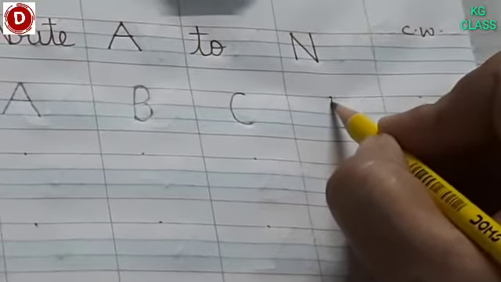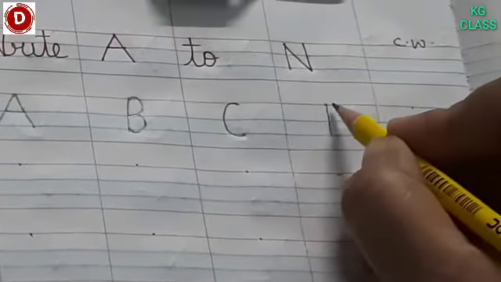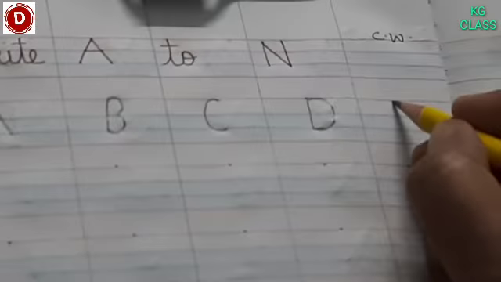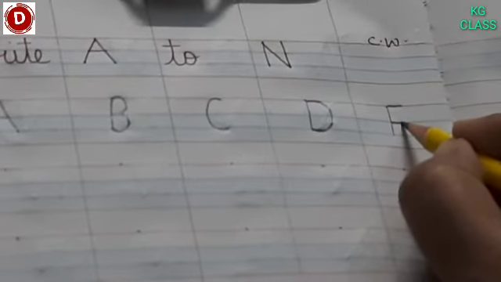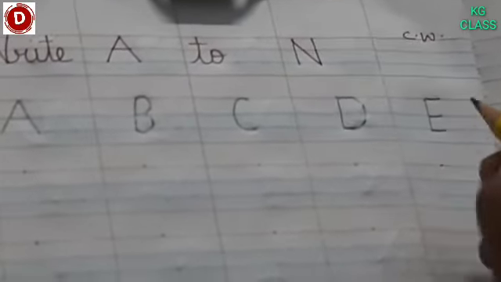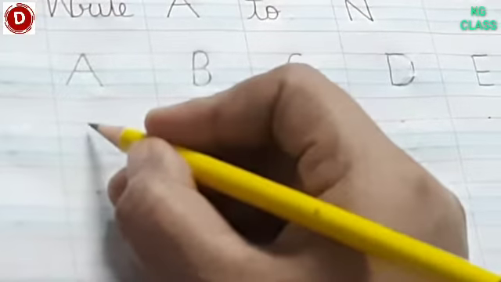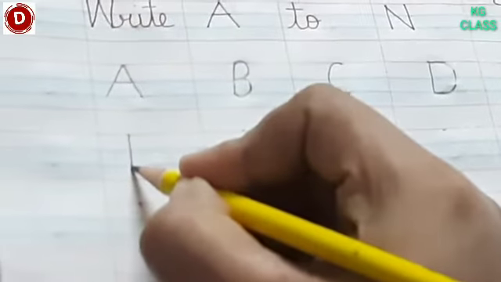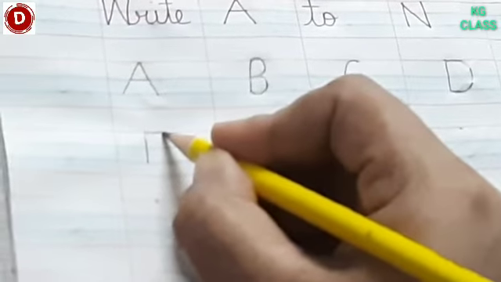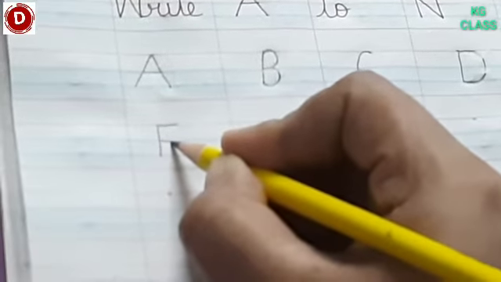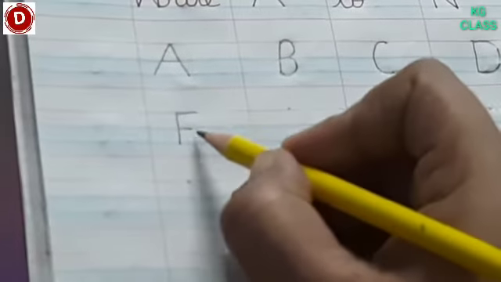After C comes D, a standing line and another semicircle like this, children, D. After D comes E, a standing line and three sleeping lines. In this way you have to write capital E. After E comes F, a standing line and two sleeping lines. The first one will be longer and the second one will be a bit shorter.